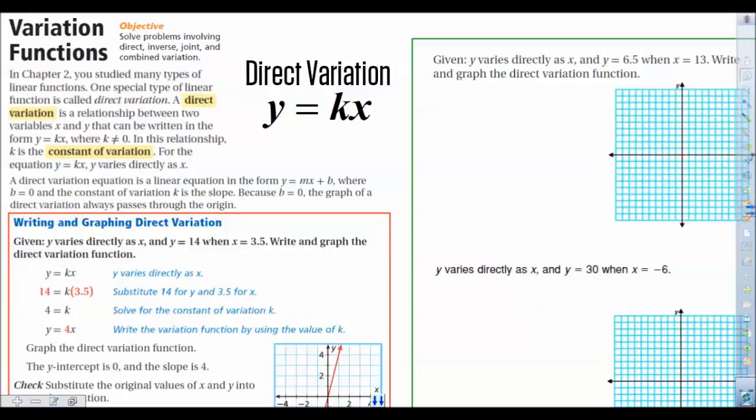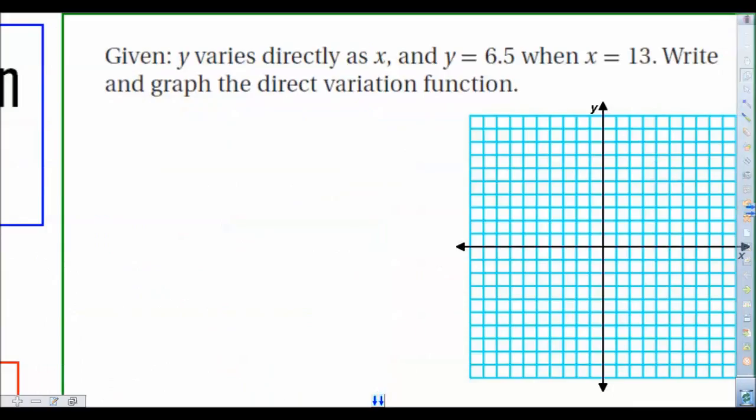Now the key thing to focus on for direct variation is its equation. Y equals k times x. One kind of problem that you're going to get, like these ones here, is you will be asked to write the direct variation function as well as graph it. Your first step, whenever you start seeing these problems on your assignment, is to note what kind of variation you're dealing with, and you can figure that out in just the first couple words on every single problem.